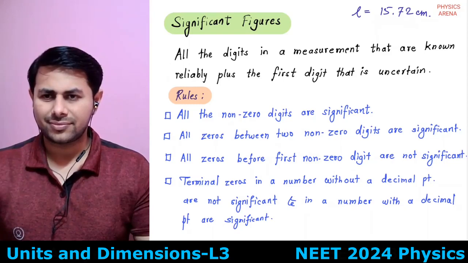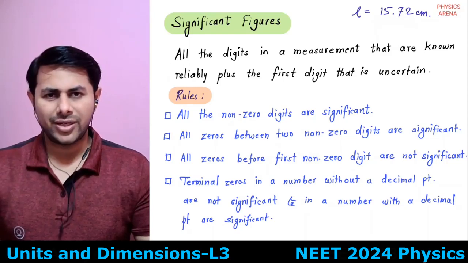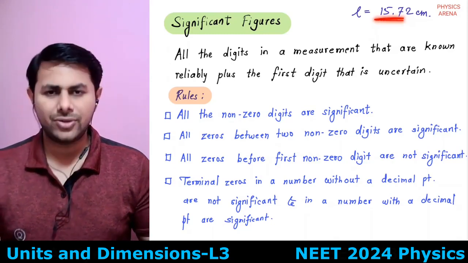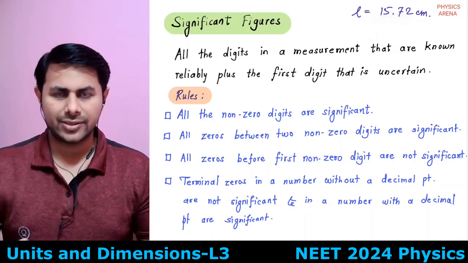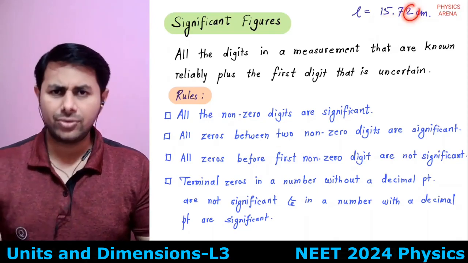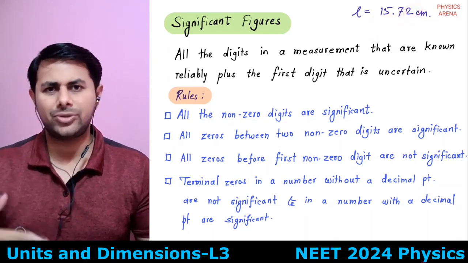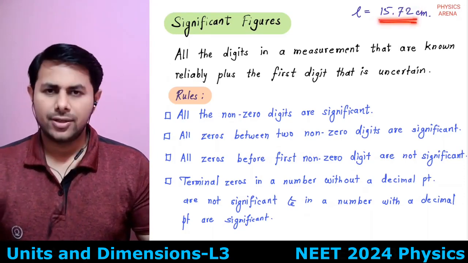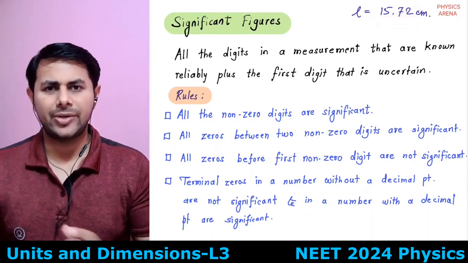Got it? Yes, sir. What are significant figures? All the digits that you are certain about plus the first uncertain digit. So this can be 2, this can be 1, this can be 3. I am not so certain. I am not so sure. Okay. So this will make my significant figures.